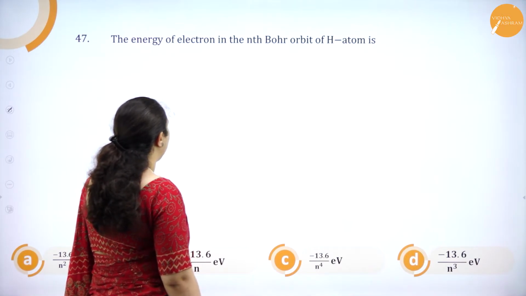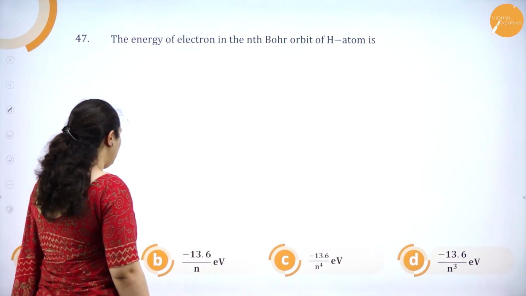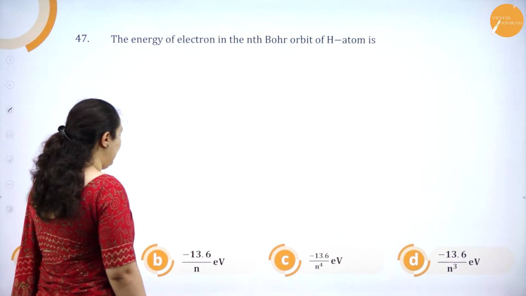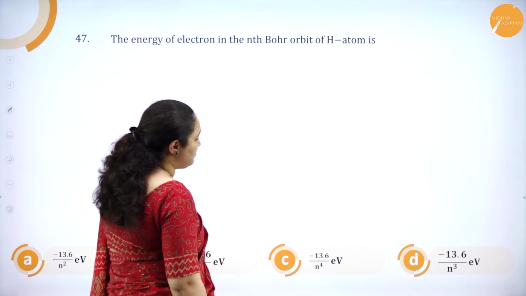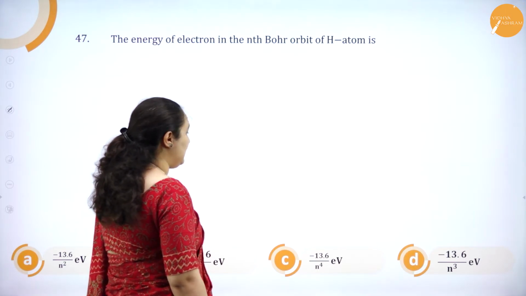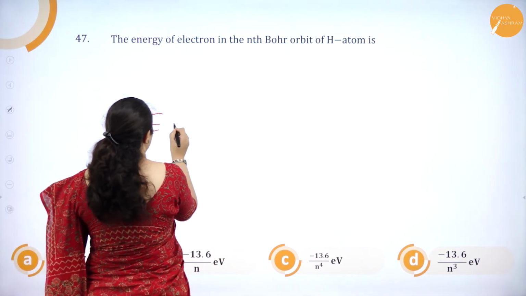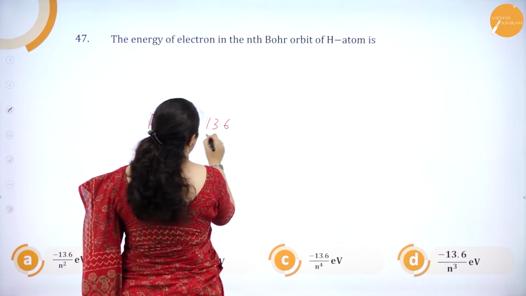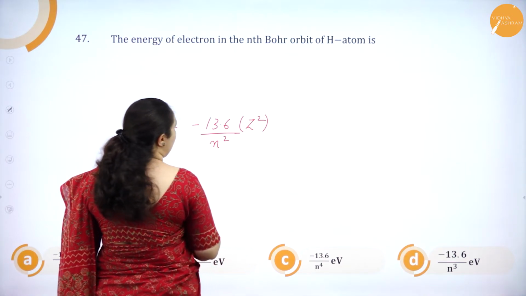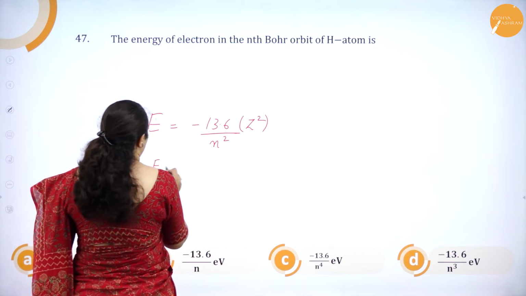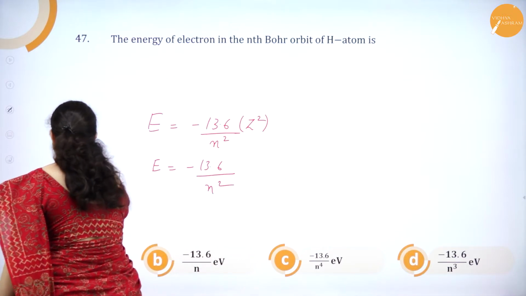The energy of electron in the nth orbit of hydrogen atom is minus 13.6 n square electron volt, minus 13.6 n electron volt, minus 13.6 by n4 electron volt, minus 13.6 by n3 electron volt. So which is the correct answer? If you know the correct formula, you can tell. Energy of the electron they are asking. So E is equal to minus 13.6 Z square by n square, because it's hydrogen atom Z is 1. So E is equal to minus 13.6 by n square. So the answer is option A.